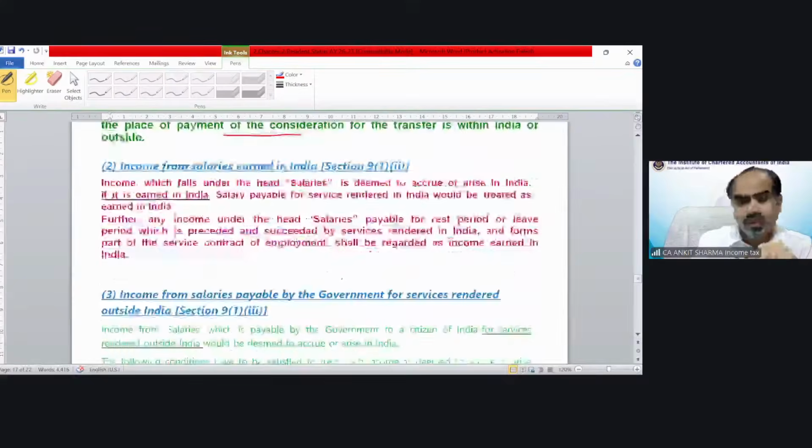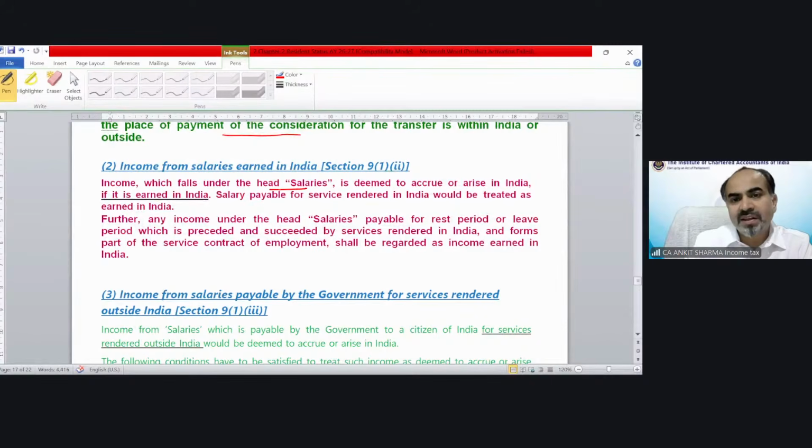Now, point number 2 is salary income. So income which falls under the head salary is deemed to accrue or arise in India if it is earned in India. Salary payable for services rendered in India would be treated as earned in India, even if any salary is received for the leave period. Suppose you are in India, you are earning 5 lakh rupees per month as a salary. So for the year, it would be almost 60 lakh rupees.